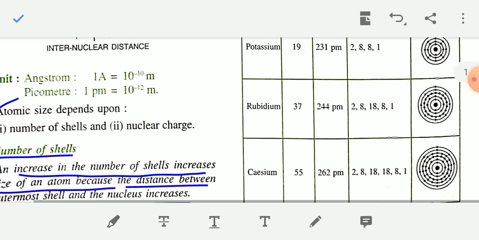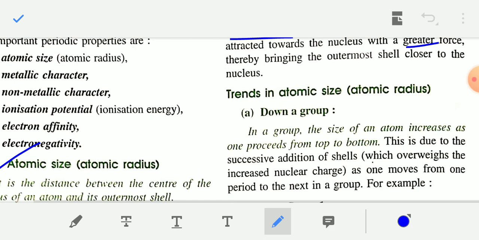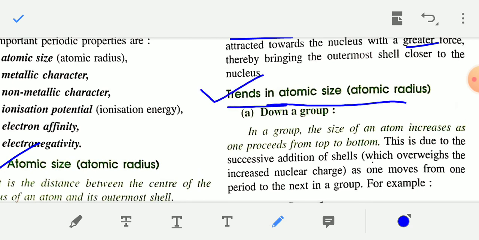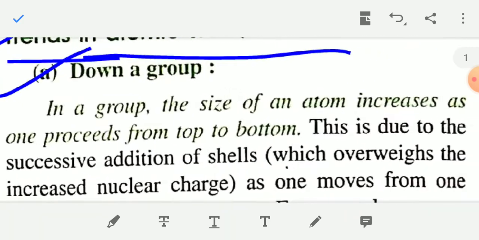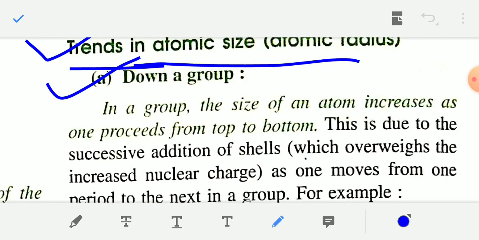Now see the variation or trends in atomic size, or atomic radius. First, down a group. In a group, the size of an atom increases as one proceeds from top to bottom. You have to remember this line.